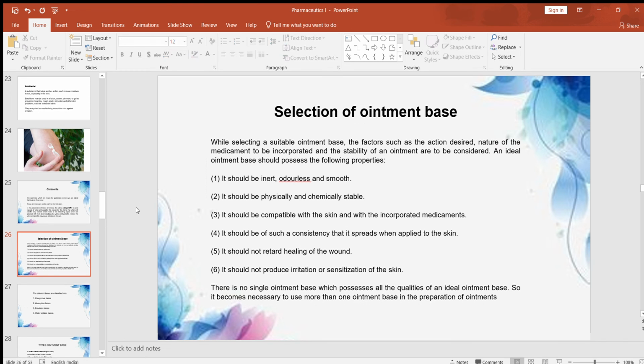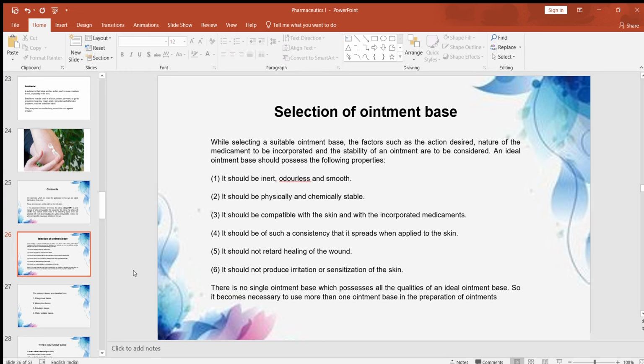Now the duty of the ointment base is to carry that drug to the wound. So this base should effectively confine your drug in the ointment formulation to that particular wound. Base should not have any effect on the healing property of your drug or healing of that wound. Okay, so it should not have such kind of interaction. Base should not cause any irritation or sensitization of the skin.